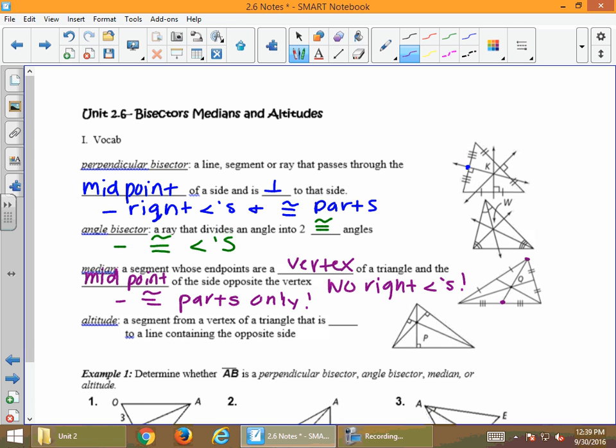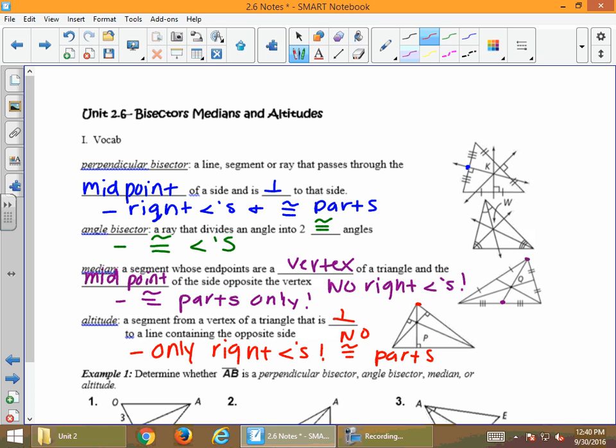And the last one is an altitude. It is a segment from a vertex of a triangle that is perpendicular to the opposite side. Here's our vertex. It's dropping straight down. And there's our right angle. We know it's perpendicular, so that's what you're looking for. It's going to have only right angles. No congruent parts.